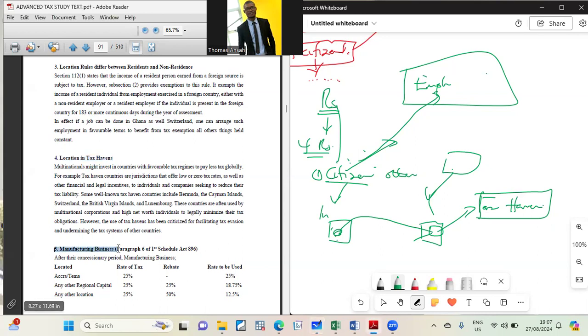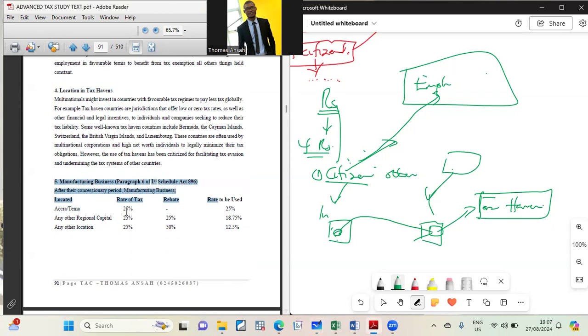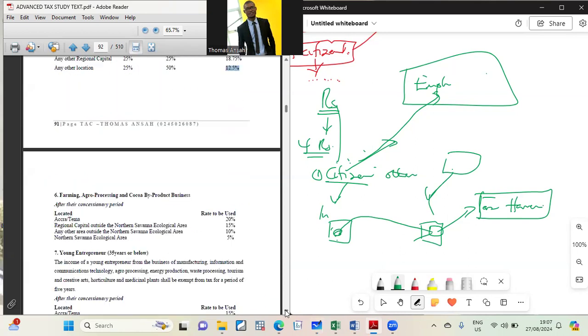Then we have a manufacturing business. I've already mentioned this one, that a manufacturing business that is located in Accra Tema pays 25%. Any other regional capital is 18.75%, meaning you have a rebate of 25% on this one. Then any other place outside a regional capital, you pay 12.5%. So that is for a manufacturing entity.